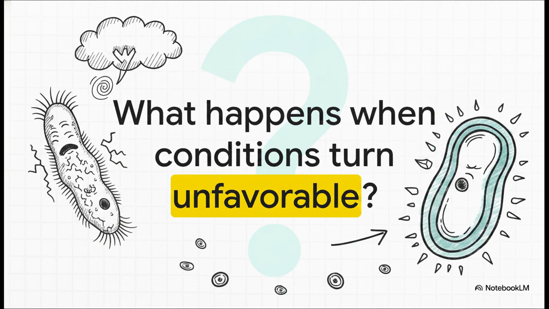So all of this raises a pretty dramatic question for organisms living in such chaotic microscopic environments. What actually happens when conditions turn unfavorable? Let's explore the incredible survival mechanism of our next group.